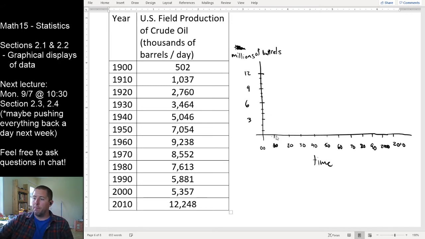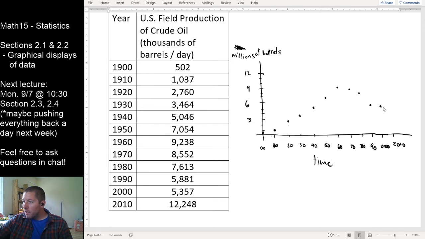So now I can go ahead and plot all my points out here. In the year 1900, we were at 500. So that's halfway between 0 and 1 on that axis. Then we go up to 1,000. And then we go up to 2. Oh wait, yeah, 1,000, and then almost 3,000 here, 2.7, and then about 3.5 in the year 1930, and then 5 in the year 1940, 5 million barrels per day. 7 million barrels per day in 1950, 9 million barrels per day in 60. But then we dip back down, 8.5 in 70. And then we dip down a little more, 7.6 in 80. We dip down even more, 5.8 in 90. 5.3, we're even a little bit lower in 2000.